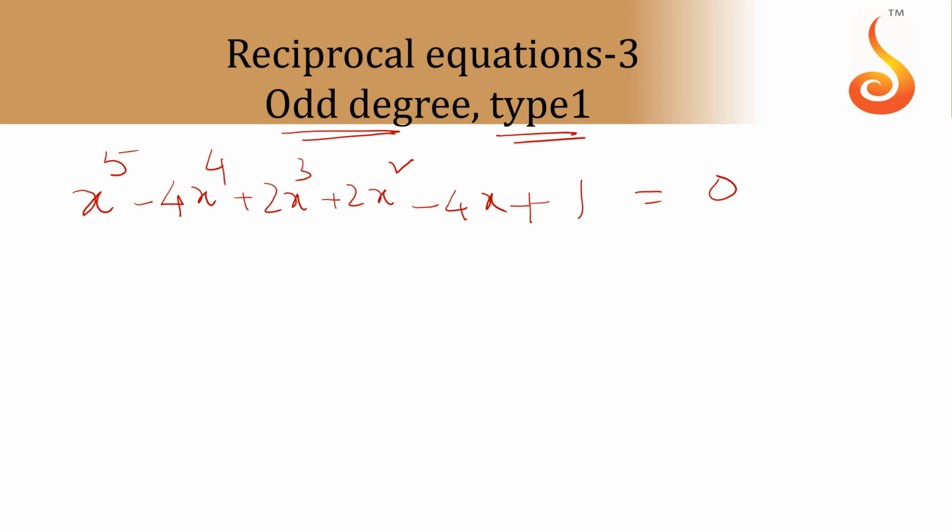Anything you are observing, that is very, very important. Substitute 1. Is 1 satisfying this equation?